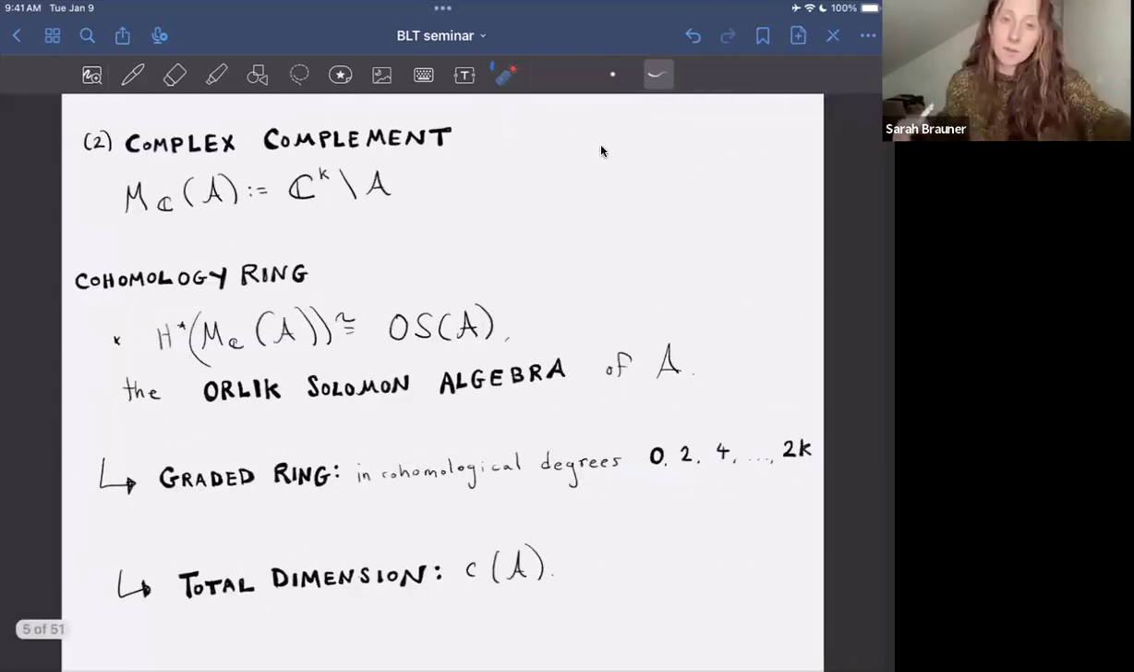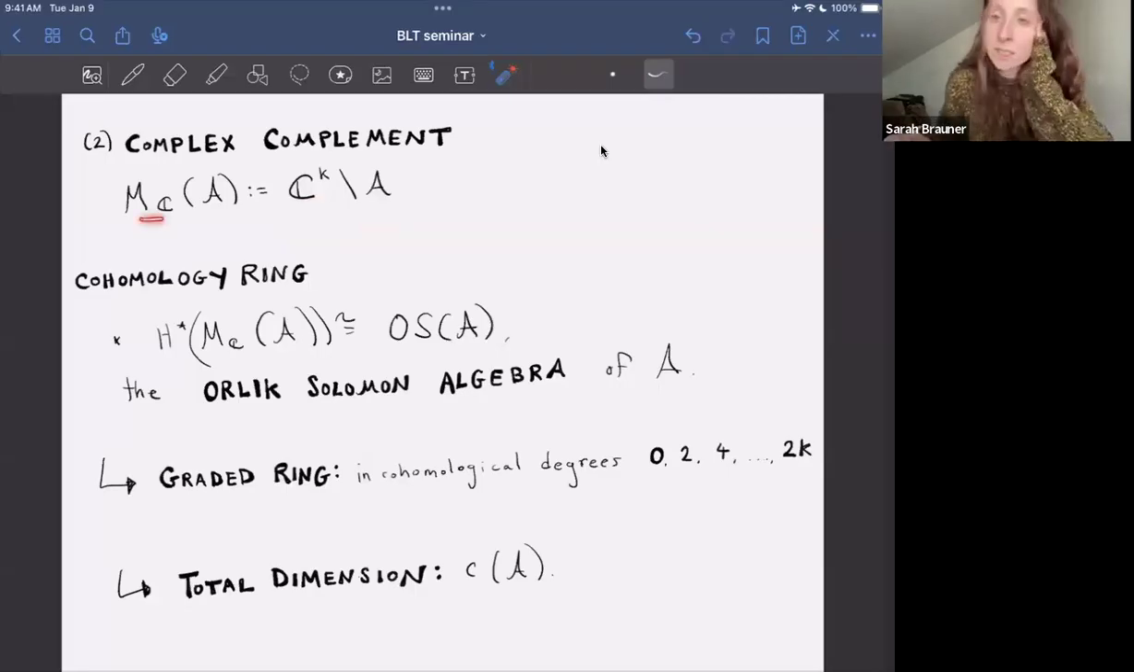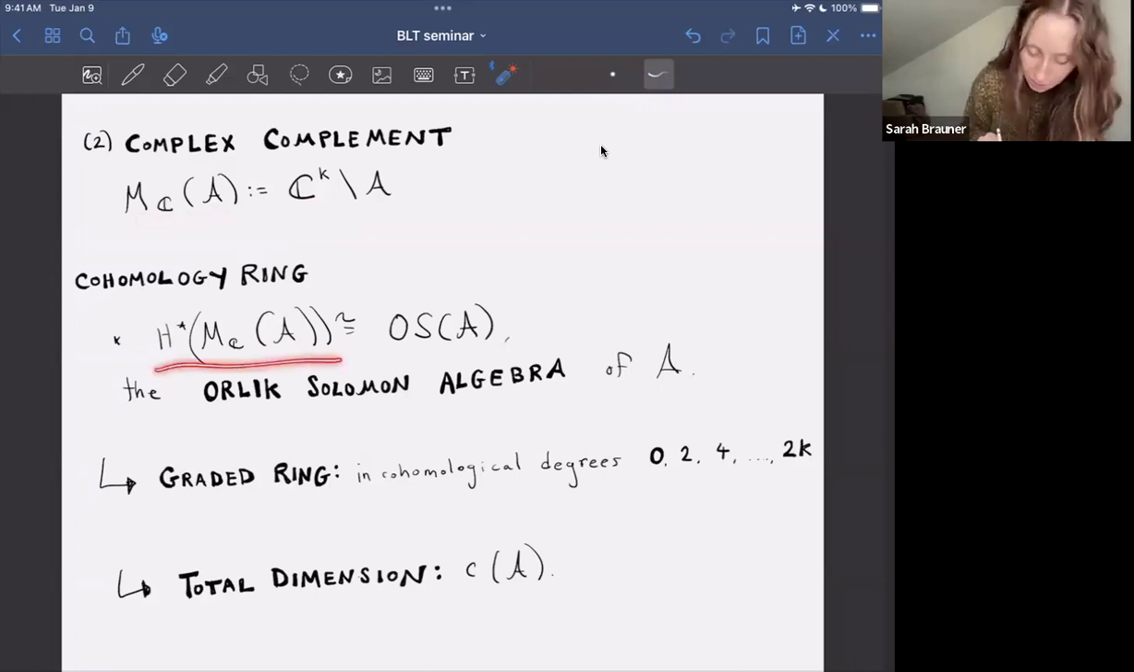Okay, and then the second complement is, I think, maybe more studied. So this is the complex complement, where I take my hyperplanes, I embed them in complex space, and then I remove those hyperplanes from a copy of C to the K. As a topological space this is more immediately interesting because it's not just a disjoint union of contractible pieces, and its cohomology ring has a very nice presentation.